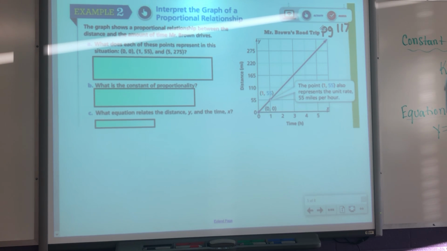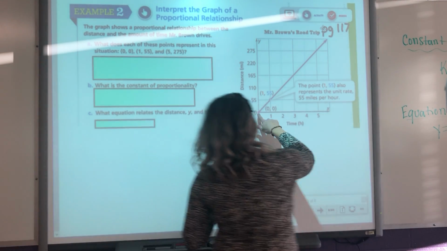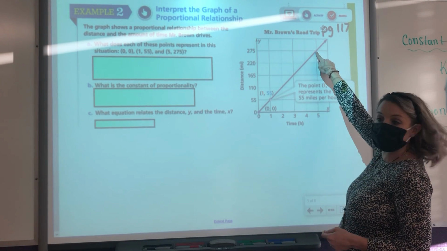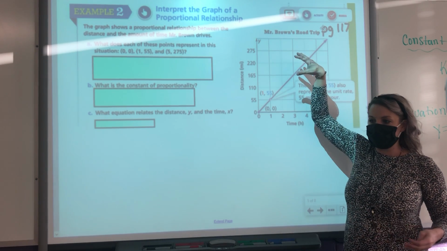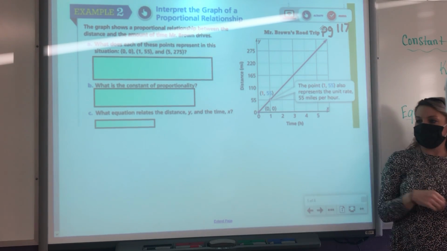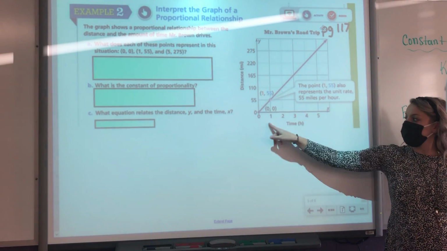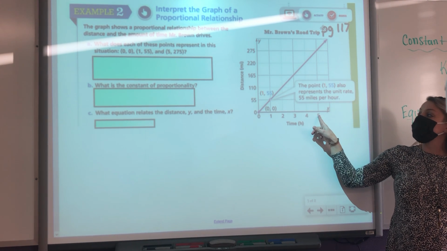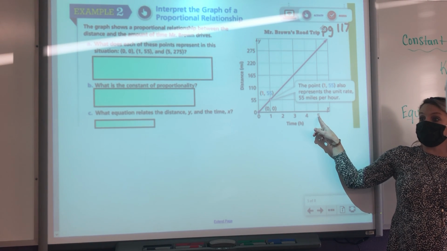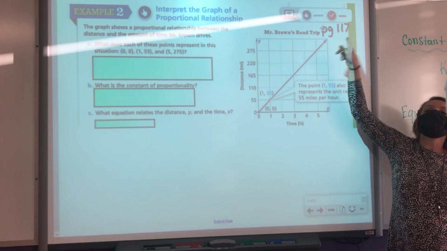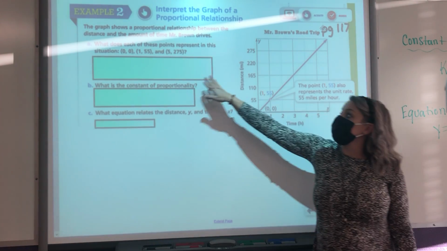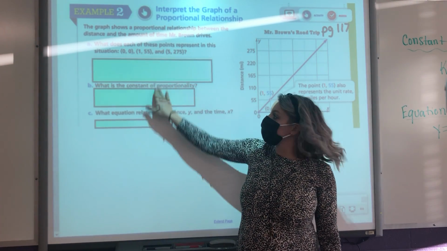Mace, go ahead. It's on 5 and it goes all the way up to 275. Okay, so on our graph, we start at 5 here, we go over 5 and then up to 275. So what does that mean for Mr. Brown? That's the time. Okay, 5 hours he drove and he went 275. Very good. So 275 miles in 5 hours.